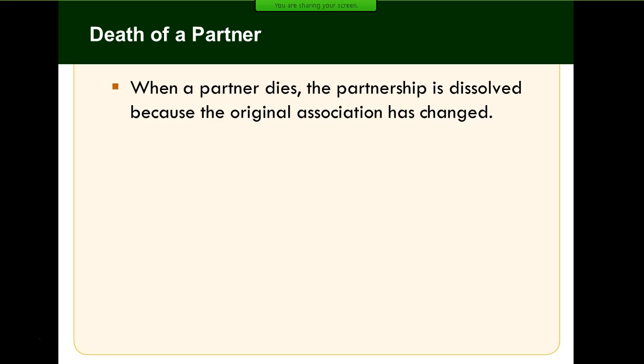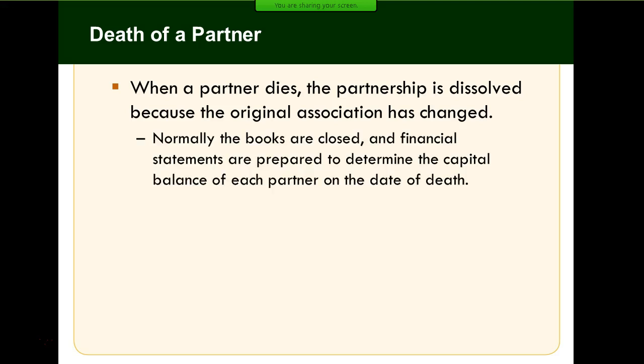When partners die, then again, that partnership has to be dissolved because it is not in that form anymore. Usually, determining how much is given to the estate of that dying partner is determined by closing out the business and determining those balances at the date of death.